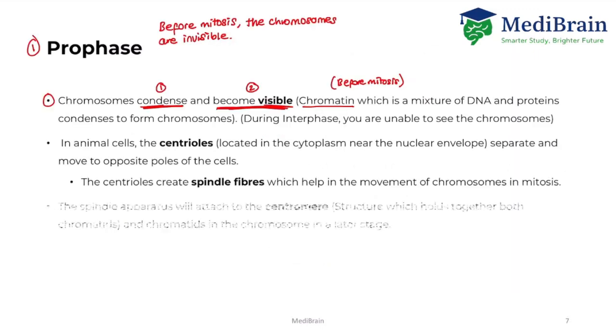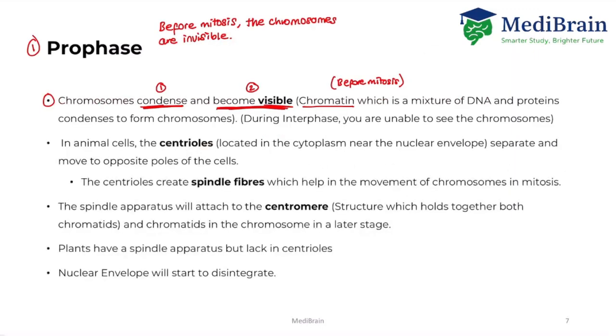If we have a look over here, we can see that in animal cells, the centrioles separate and move to opposite poles of the cell. These centrioles are going to be releasing spindle fibers, and these spindle fibers will pull apart the chromosomes. So we have these chromosomes, one will go this way, one will go that way.